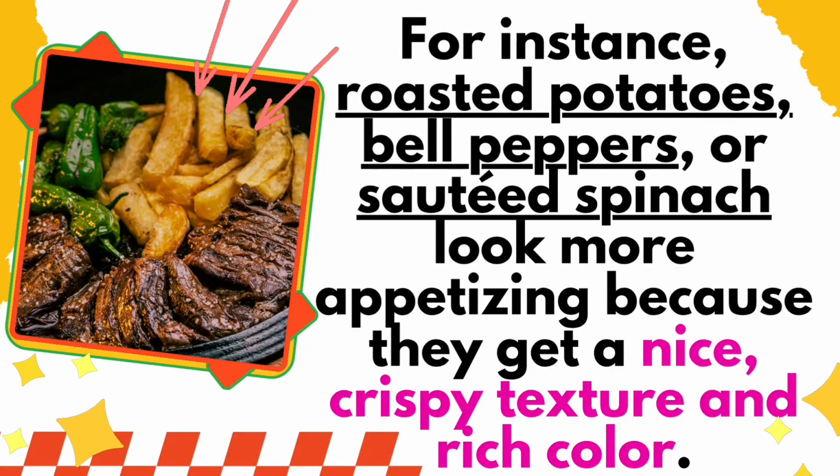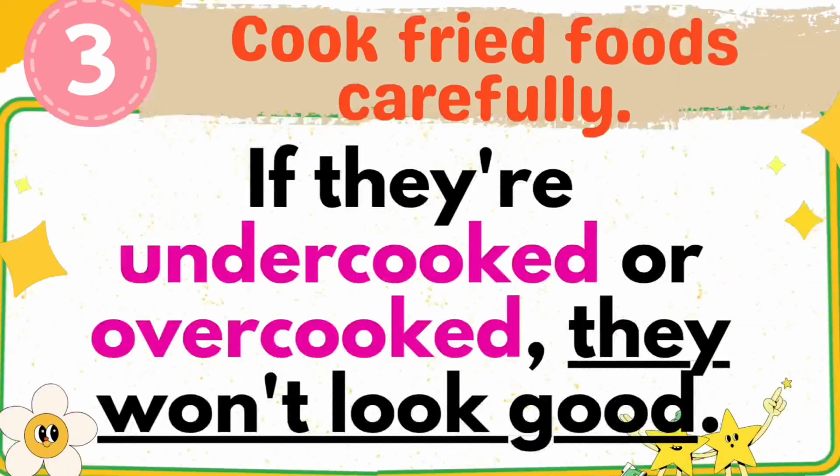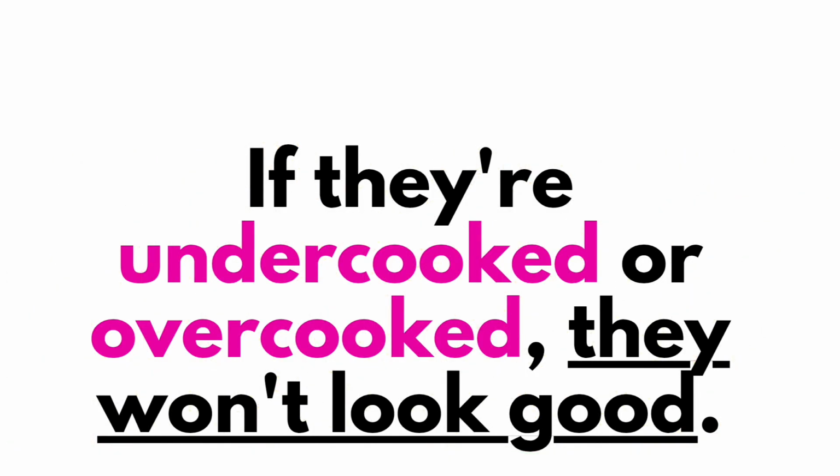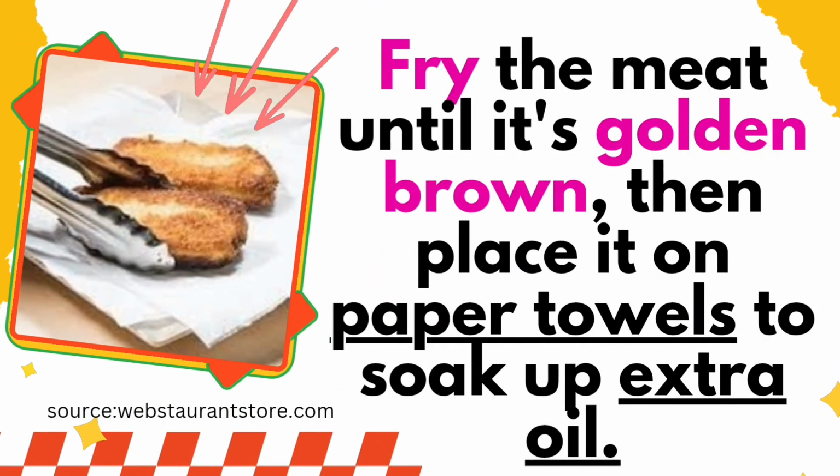For instance, roasted potatoes, bell peppers, or sautéed spinach look more appetizing because they get a nice crispy texture and rich color. 3. Cook fried foods carefully. If they are undercooked or overcooked, they won't look good. Fry the meat until it's golden brown, then place it on paper towels to soak up extra oil.